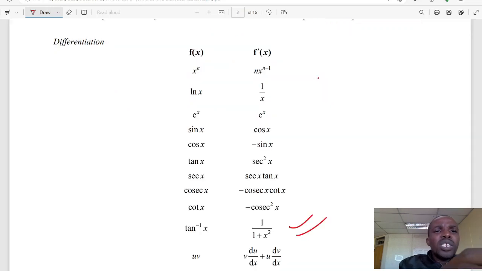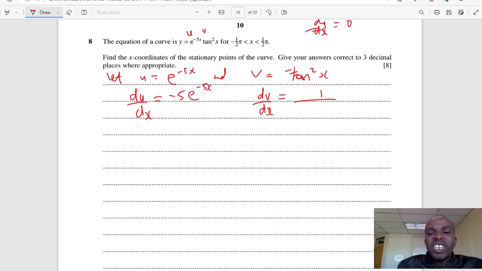Actually, this one is arctan. Sorry, this one is arctan, but what we have is tan squared, not arctan. So this one, you deal with the power first. So power first, then trig, then the derivative of x.